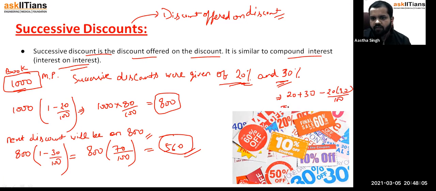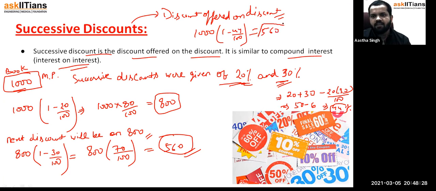20 and 30 is 50. 50 minus 6 will be what? 44. 44% discount will be there. It means 1,000 multiplied by 1 minus 44 by 100. You will get what? You will get 560.